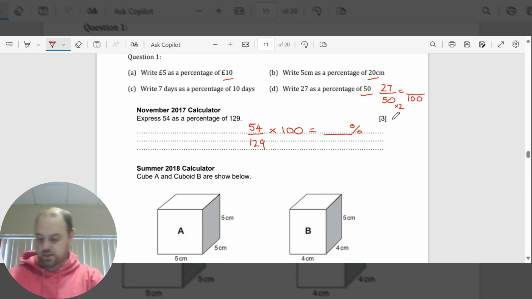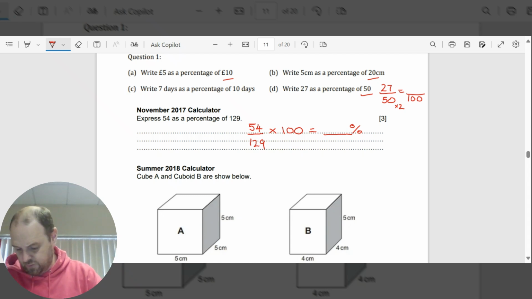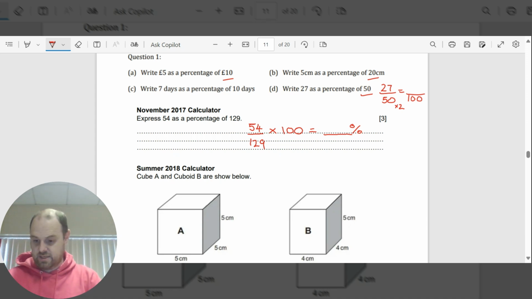So I'll do that quickly for you now. So into my calculator, 54 over, or you divide, it doesn't matter which one, by 129, equals, make sure you press equals, and then times 100, and I get to one decimal place 41.9, if I round it correctly to one decimal place, okay?